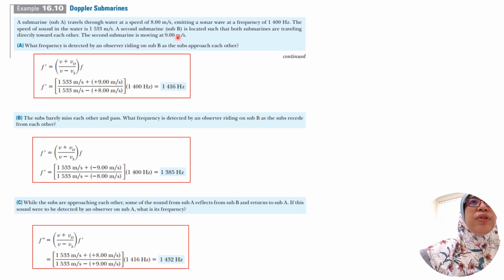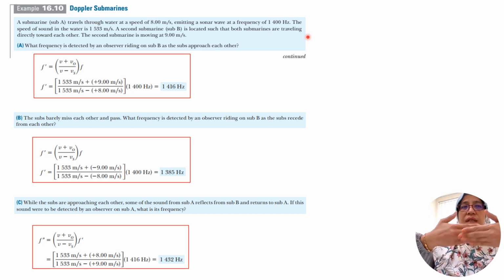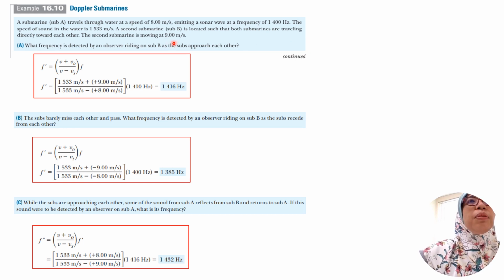Alright, a second submarine, another one labeled as B, is located at a distance, and both submarines are traveling directly towards one another. So in such a way, it's like this, right? The second submarine now is moving at a speed of 9 meters per second. So the question: what will be the frequency detected by observers? So F observer here is this one, the one with the apostrophe. So for a rider on submarine B, as they are approaching one another.